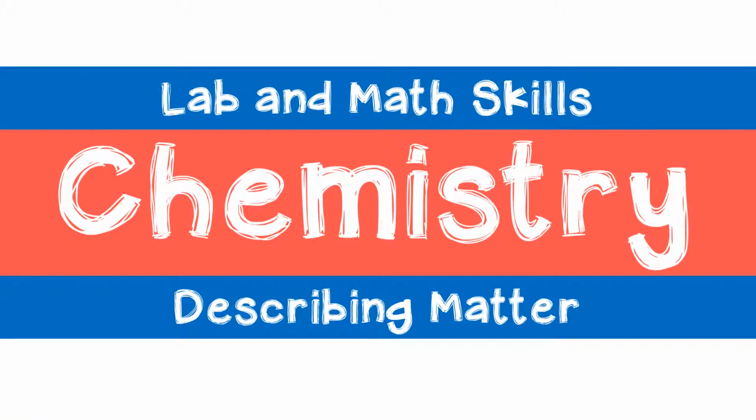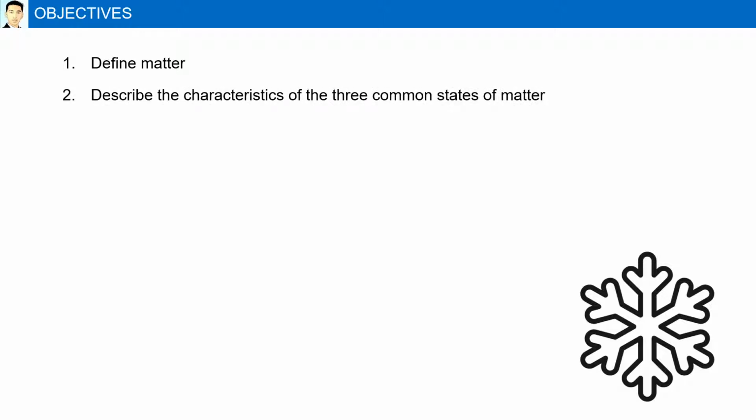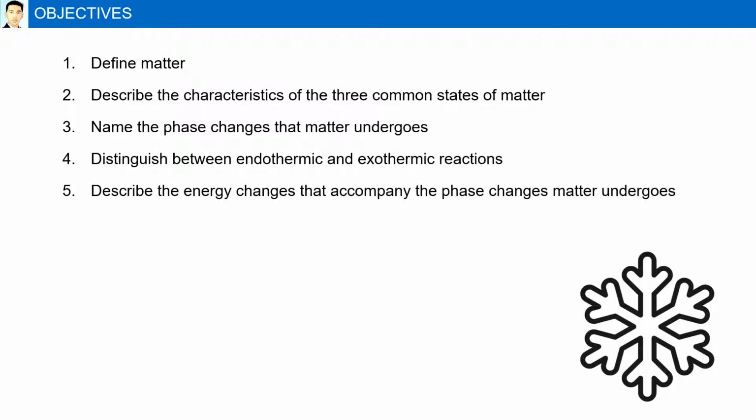Describing matter. Objectives. Define matter. Describe the characteristics of the three common states of matter. Name the phase changes that matter undergoes. Distinguish between endothermic and exothermic reactions. And finally, describe the energy changes that accompany the phase changes matter undergoes.